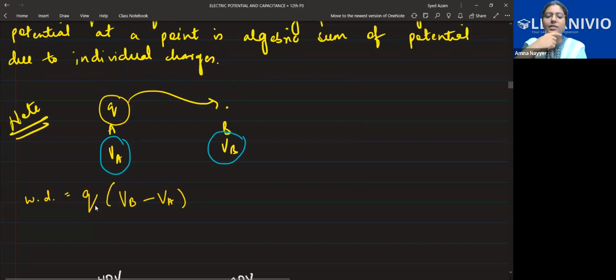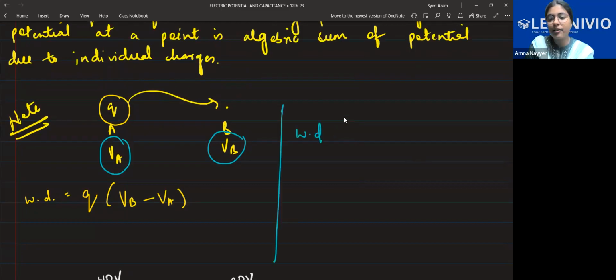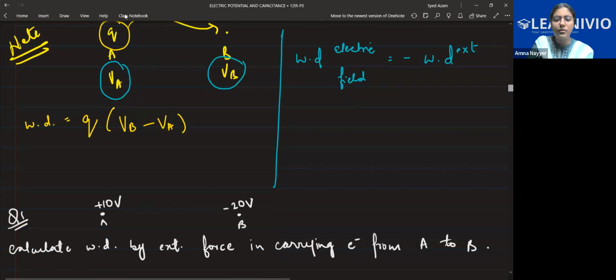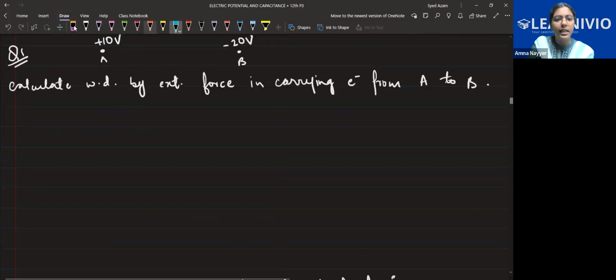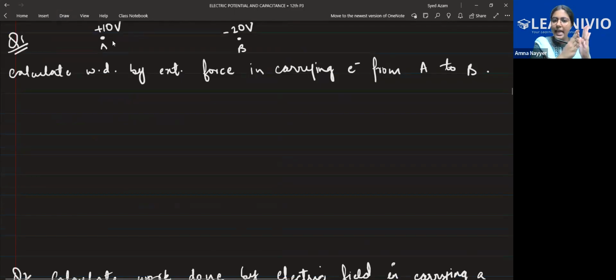So when you have the work done, this will be the formula. You multiply the charge into the change in potential. And one more thing, class, if you have the work done by the electric field, it will also be the negative of the work done by the external force. This is important. This question has once come, electric field one. We will discuss that also in the class. But first, let us discuss this. A very easy question. Plus 10 volt is at point A, minus 20 volt is at point B.